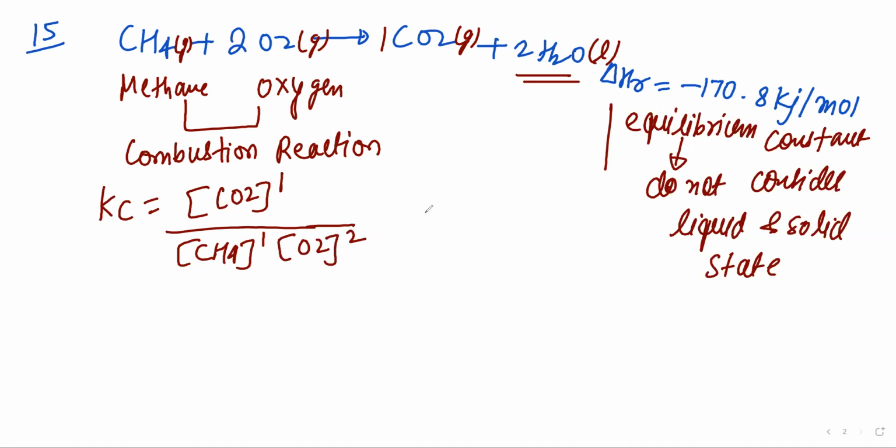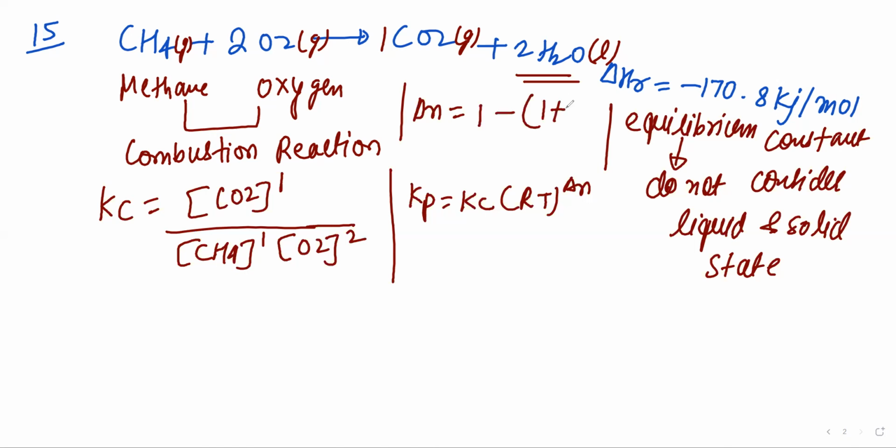And yesterday I told that Kp is equal to Kc (RT) raised to delta N. So the change in moles is here. We consider only the gas part. So what will be the change in moles? The moles of CO2 is 1, minus 1 plus 2, so it will be 1 minus 1 minus 2. So the change in moles, delta N, is minus 2.